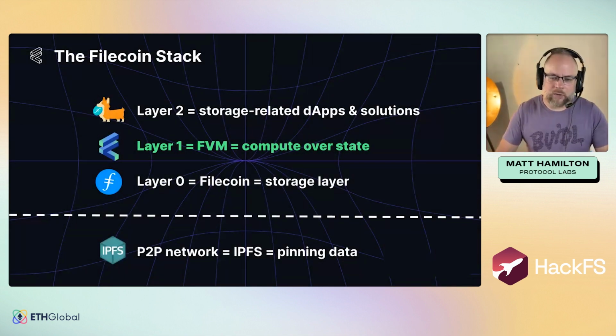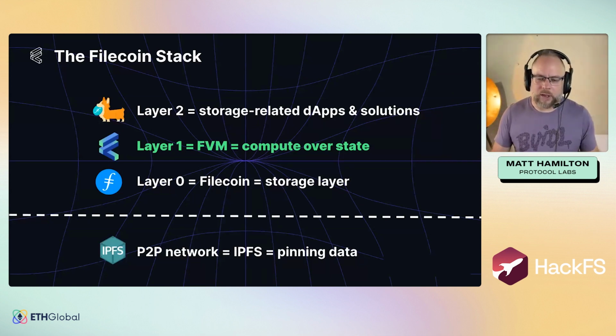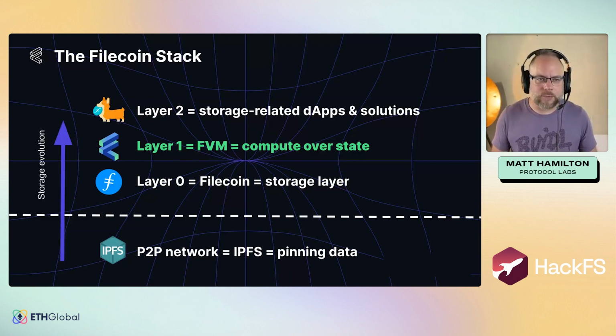So right at the bottom, we've got IPFS, which is a peer-to-peer network. It's slightly separate from Filecoin, but is often used as a sort of staging layer for Filecoin and for pinning data. So that's why that's mentioned there. Layer 0, Filecoin, the storage layer. Layer 1 that we're at now, FVM, compute over state. And then layer 2 will be building storage-related dApps on top of that as well.